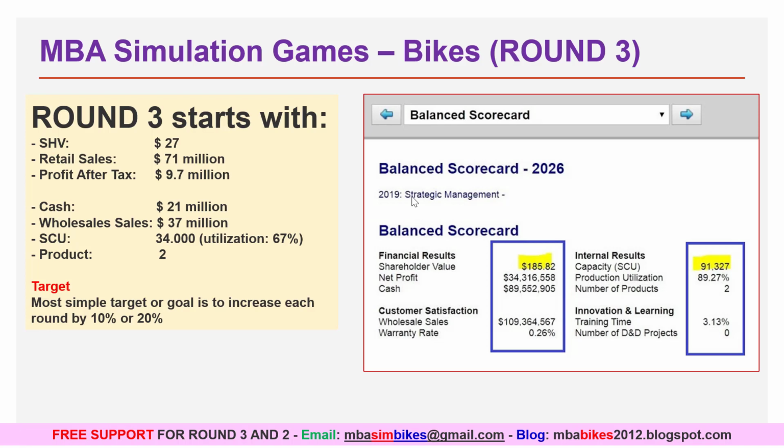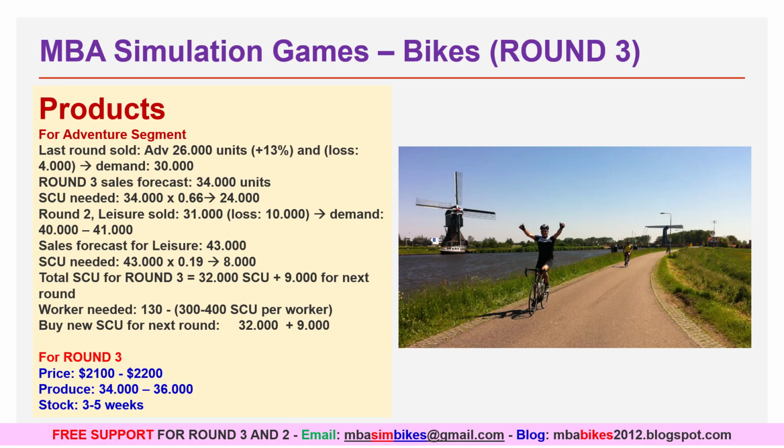For round 3, we start with a shareholder value of $27, retail sales around 71 million and profit after tax of 9.7 or 10 million. We get production of 34,000 units and 2 products, one in adventure and one in leisure. Remember, for competition 8 rounds we need to add more products in rounds 1, 2, 3 and 4 so that we can get sales in all the segments and control the sales and profit.